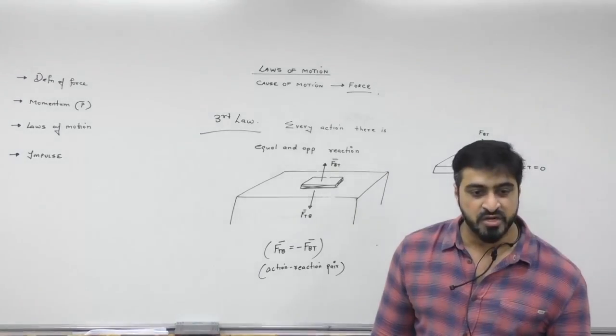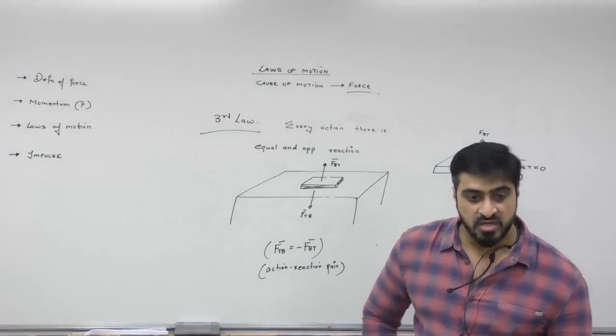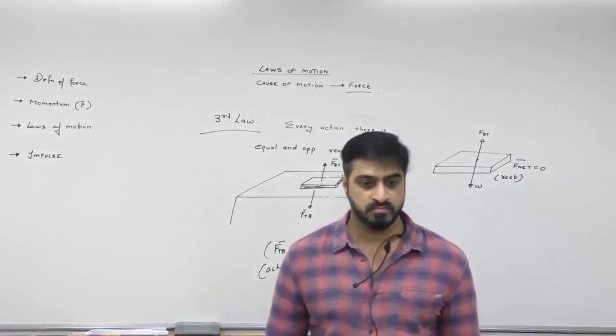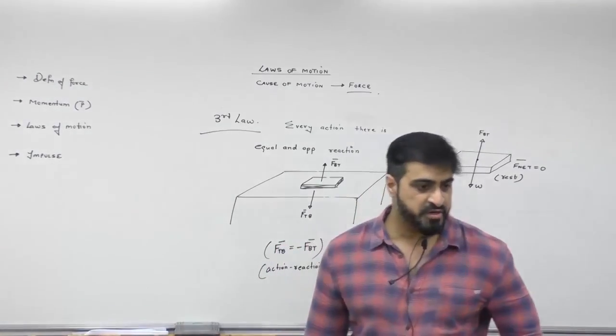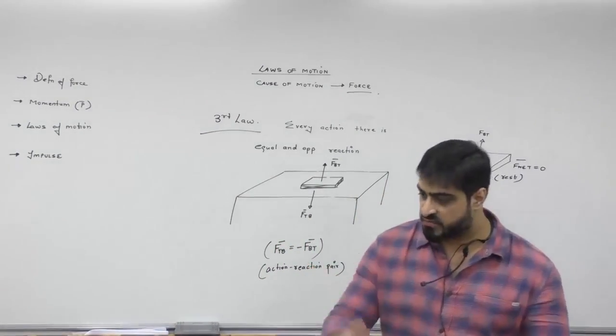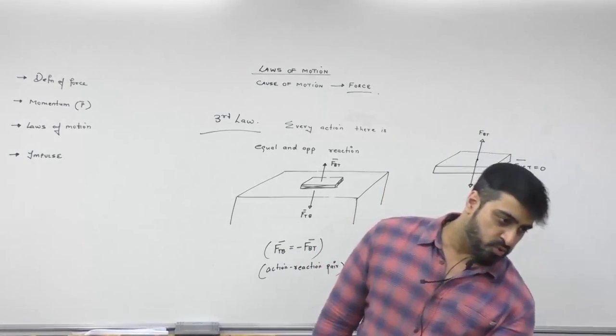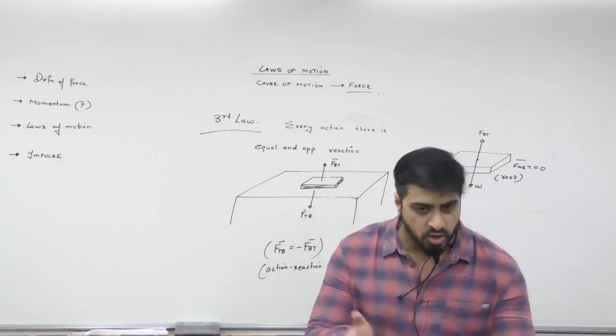Every action has an equal and opposite reaction. One more example. Horse cart problem. You've seen horse cart at Nariman Point, right? Horse pulls the cart with 1000 Newton. The cart also pulls the horse with 1000 Newton. How does the horse move forward then?